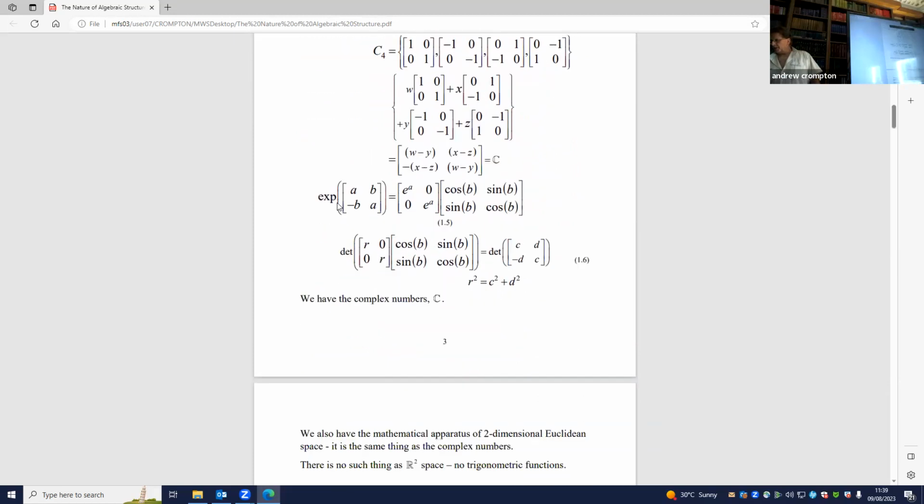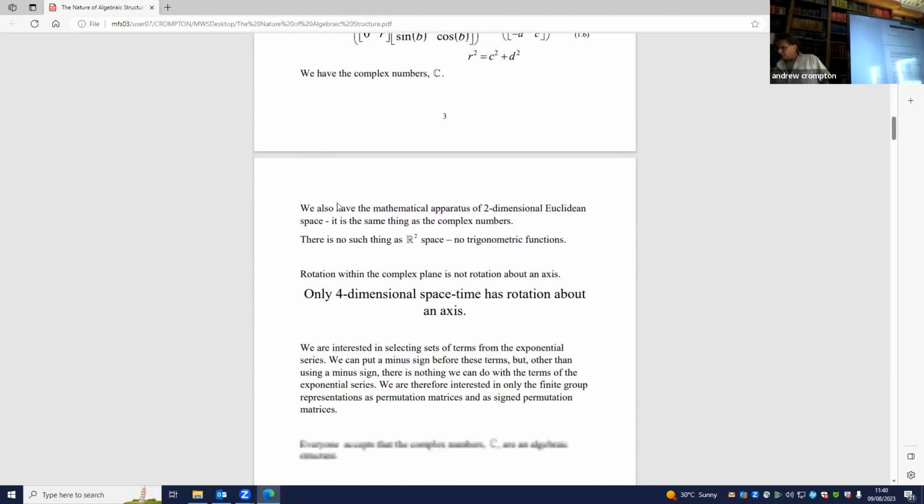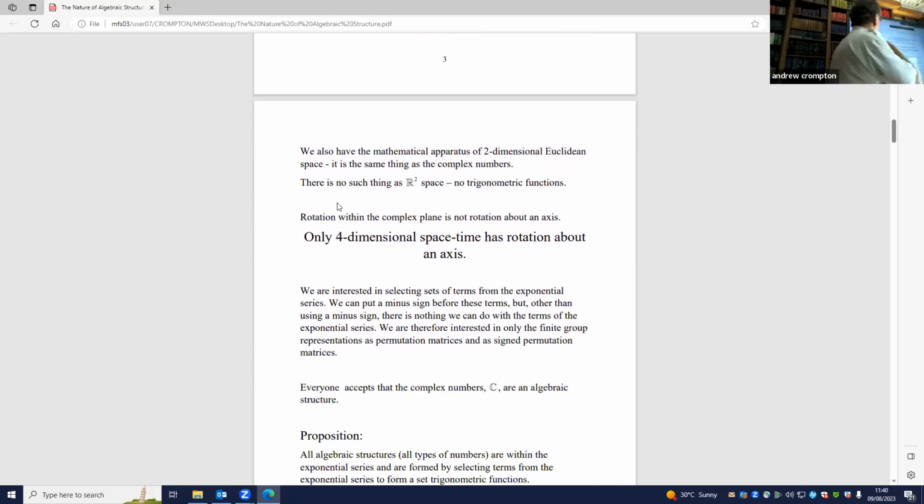You might be familiar with the idea that the complex numbers are associated with a polynomial, x squared plus 1 equals naught, that can't be split into linear factors without using a square root of minus 1. That's true, but it's not what the complex numbers are essentially about. The essence is they come out of the group C4. They are a C4 permutation of the exponential series. Right. So those groups, we can do any other group.